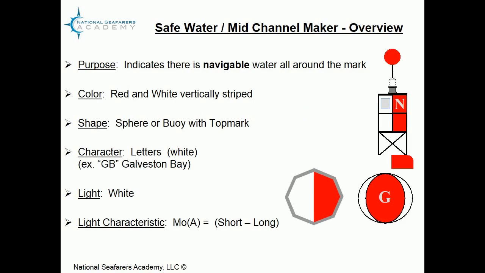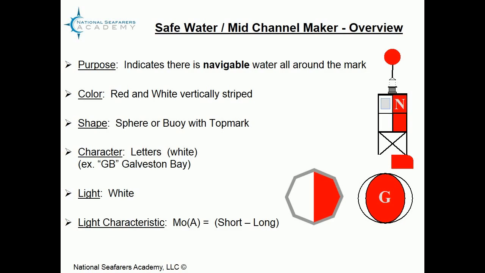Safe water marks, also called mid-channel markers, are used to mark fairways, mid-channels, and offshore approach points. They indicate that there is unobstructed water on all sides. They can also be used by the mariner transiting offshore waters to identify the proximity of intended landfall.